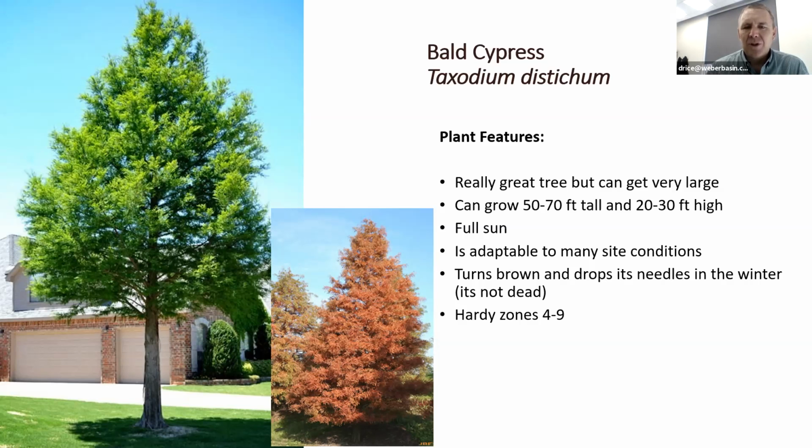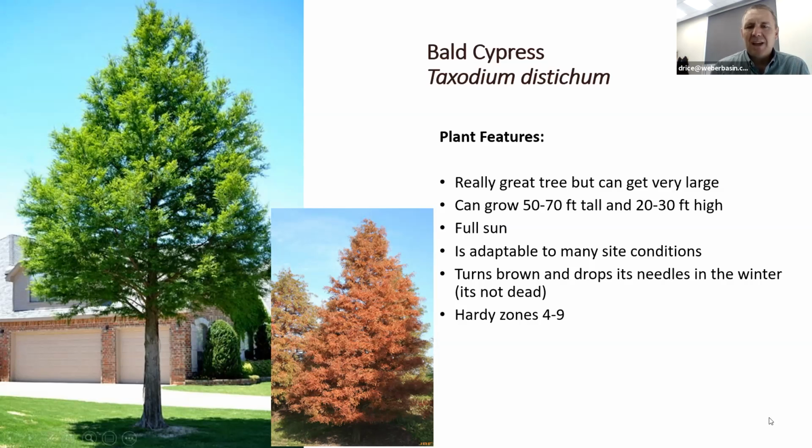But notice the picture. One's bright green, one's brown. This tree is so crazy. It's evergreen, but it turns brown and drops its needles in the winter. So you'd say, wait a minute, that's not evergreen. Well, I guess truly it's not. It drops its needles. They all turn brown and some of them fall off. Not 100%, but most of them fall off. And in the spring, it regrows everything and it looks beautiful again.